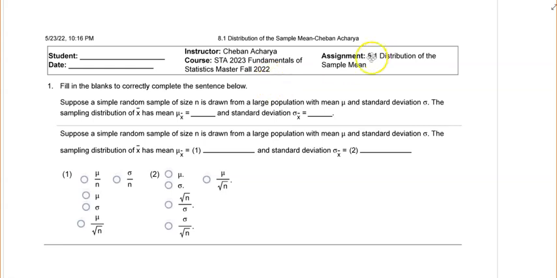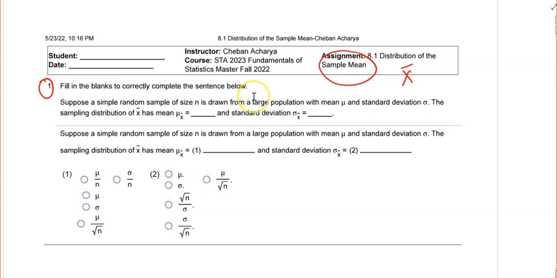In this video, I'll do the homework from section 8.1, the distribution of the sample mean. The sample mean has the symbol x bar. Okay, that's the symbol for sample mean. First question, number one, fill in the blank correctly.